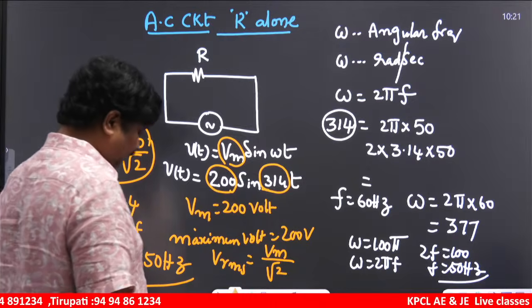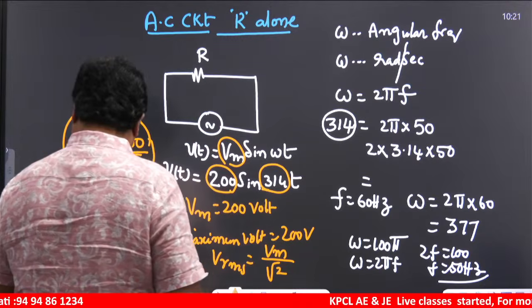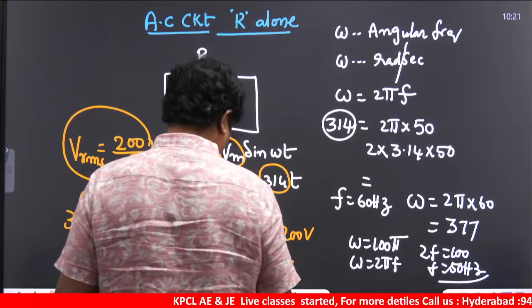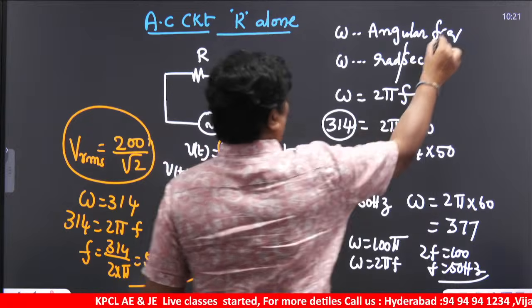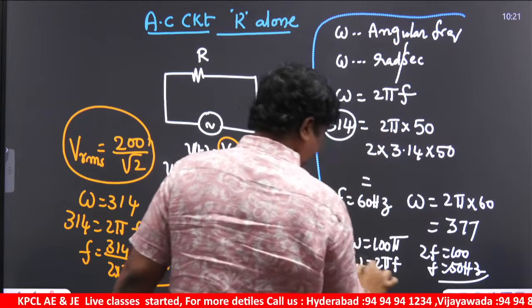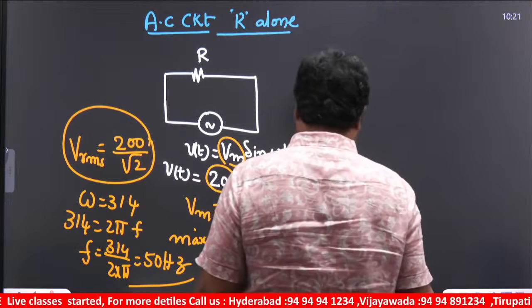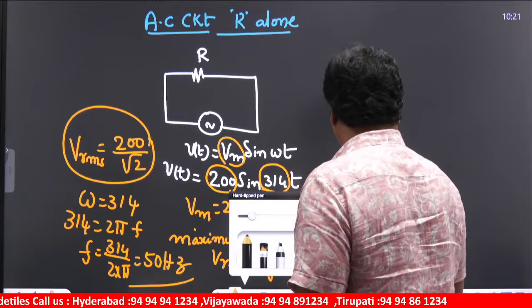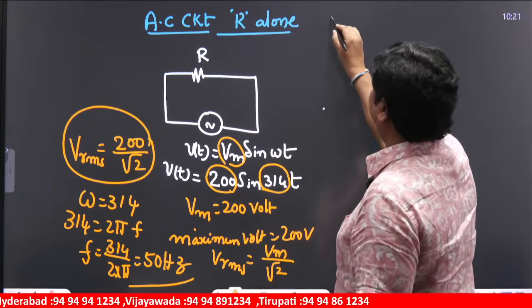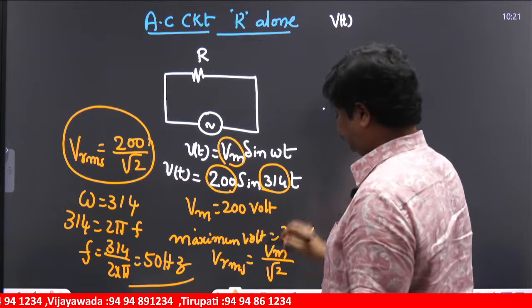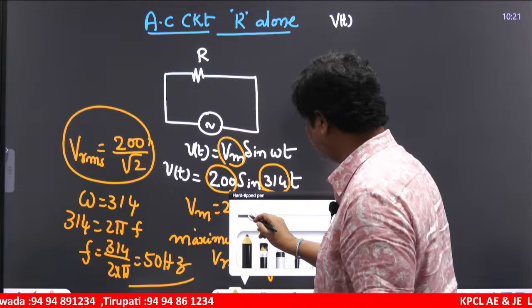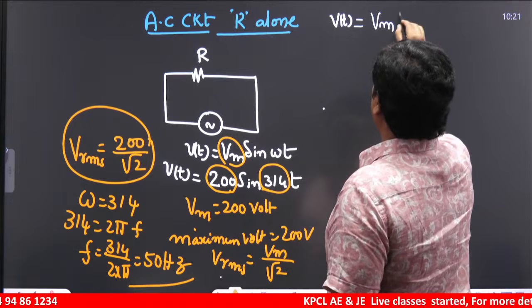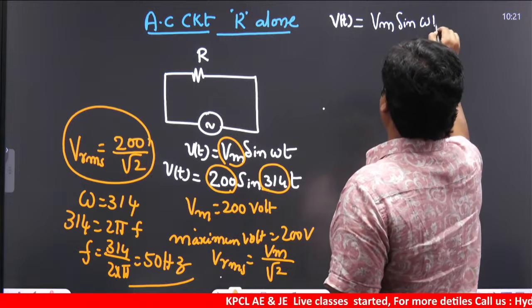Now, here we are given a sinusoidal voltage. See here, voltage V of t is equal to Vm sin omega t, already given.